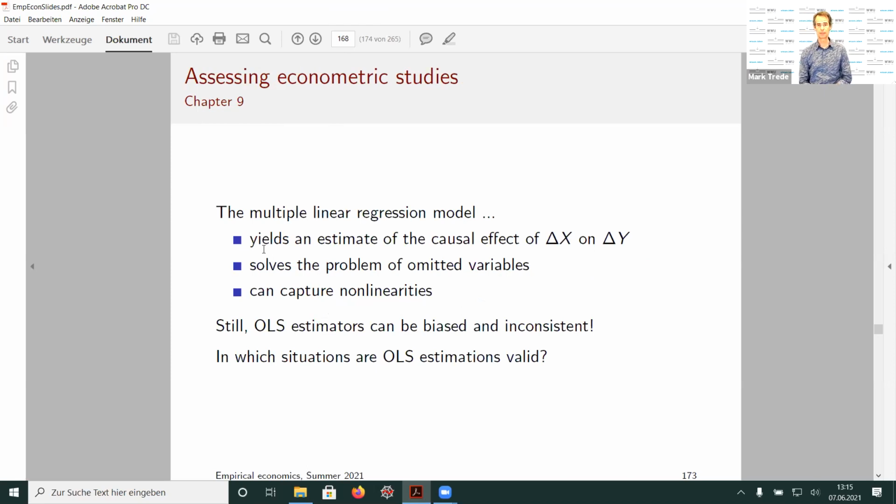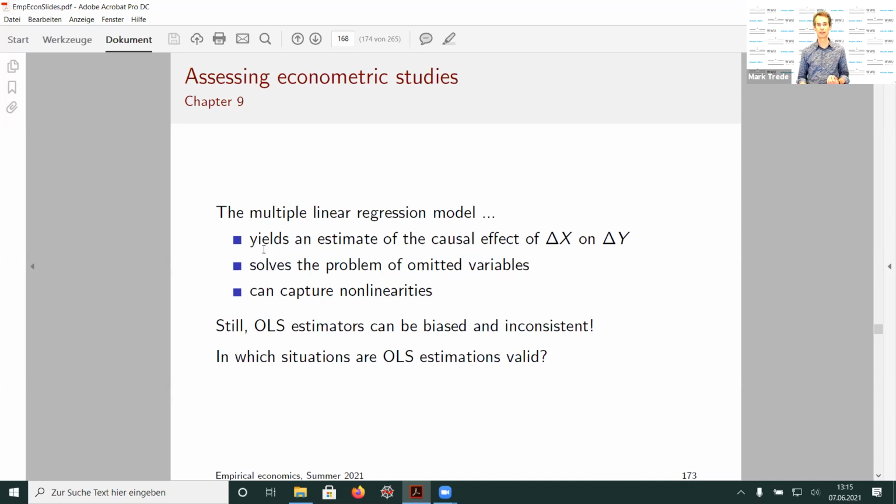What we have seen so far is that the multiple linear regression model will give us an estimate of the causal effect of some regressor variable X on some endogenous variable Y. So we are normally interested in these causal effects in economics because, and this is the case in proper economics, but also in business, the causal effect is what is relevant for policy evaluation or for policy planning.